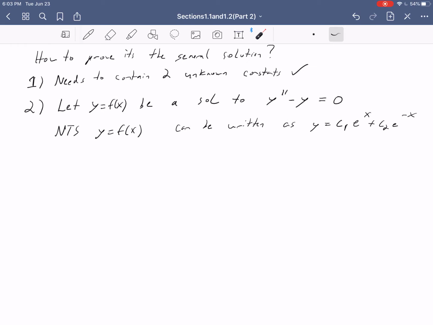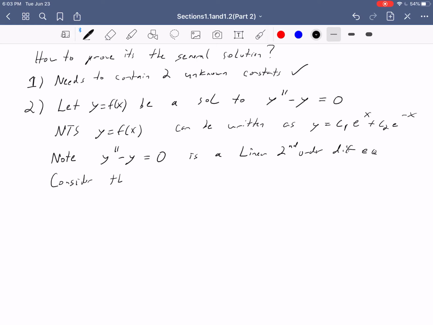Well, it turns out that this is very hard to do directly, but we can make use of our existence and uniqueness theorem. This thing here is certainly a linear differential equation. So let's just note y double prime minus y equals 0 is a linear second-order differential equation. So let's consider the IVP y double prime minus y equals 0 with the initial conditions that y at 0 is f of 0 and y prime at 0 is f prime at 0.